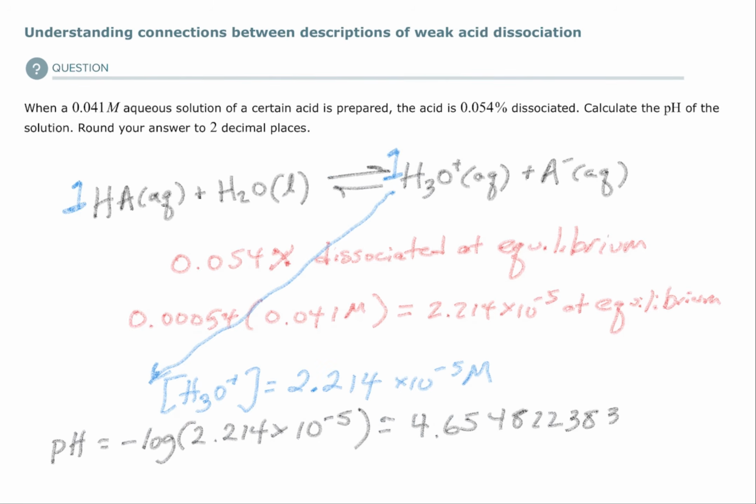And so the negative log of 2.214 times 10 to the negative 5 is 4.6548, whatever. And you're asked to find 2 decimal places. So 2 decimal places is 4.65. So I hope that's helped.